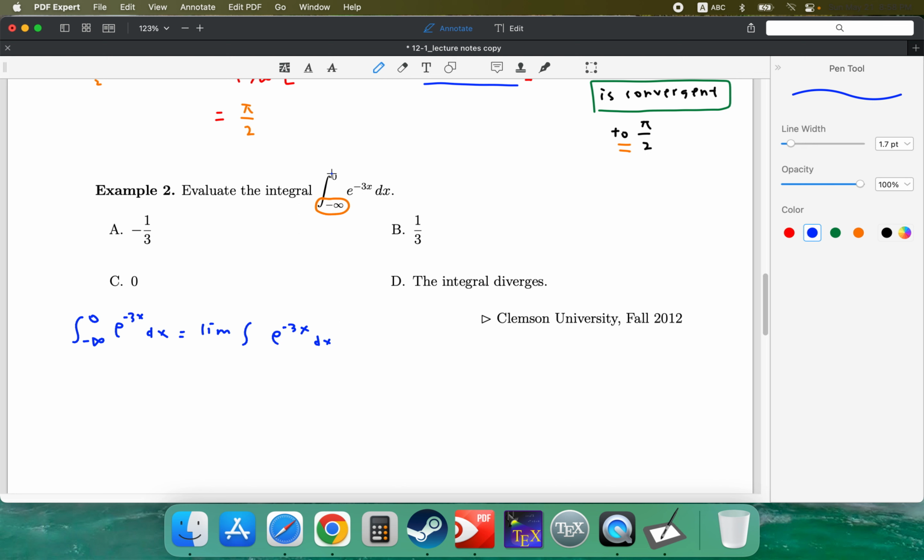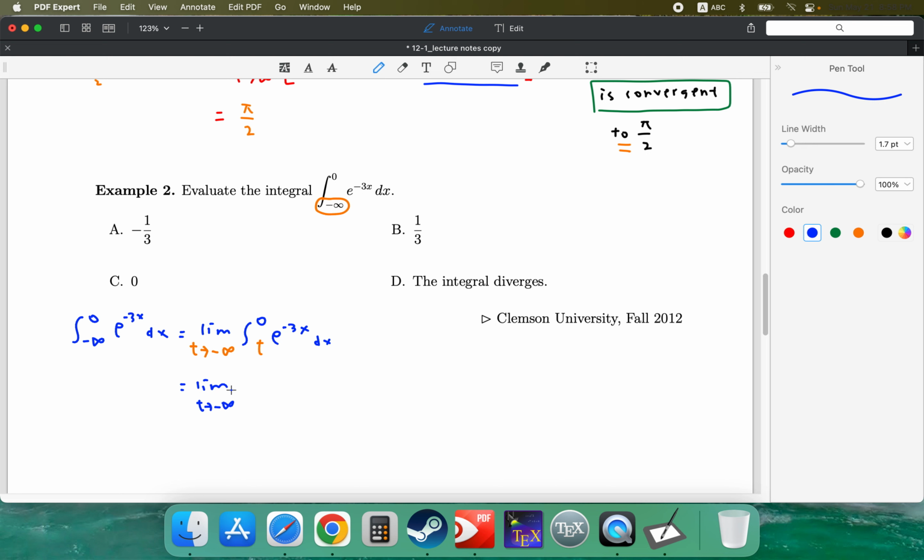Notice that right here, your upper bound 0 is a number, so just put a number right here. And your lower bound, negative infinity, is not a number, so you want to change it. Let me change it to t. Then you will take the limit as t approaches negative infinity. Let's keep the limit notation.